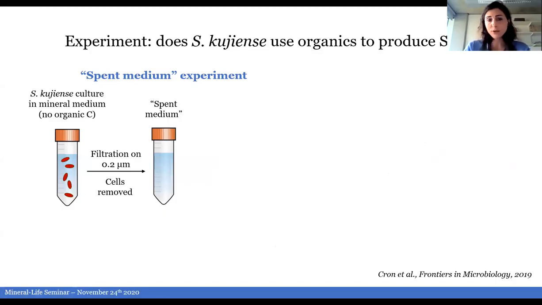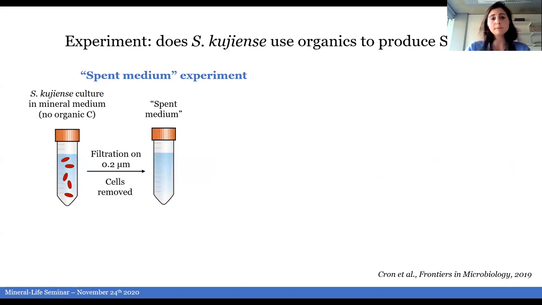It's called the spent medium experiment, and it works that way. We take the culture medium of this microbe, and I remind you it's an autotroph, so we don't put any organics there. It's a purely mineral medium. And we inoculate it with the microbe and we let them grow.